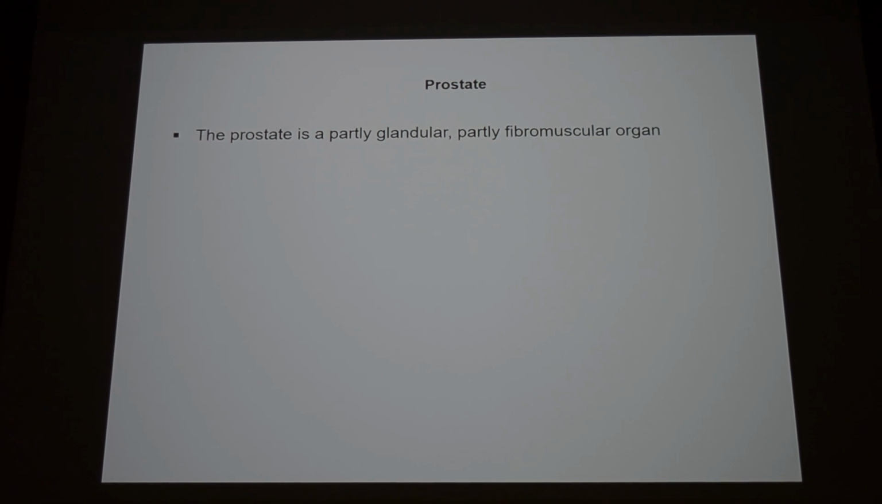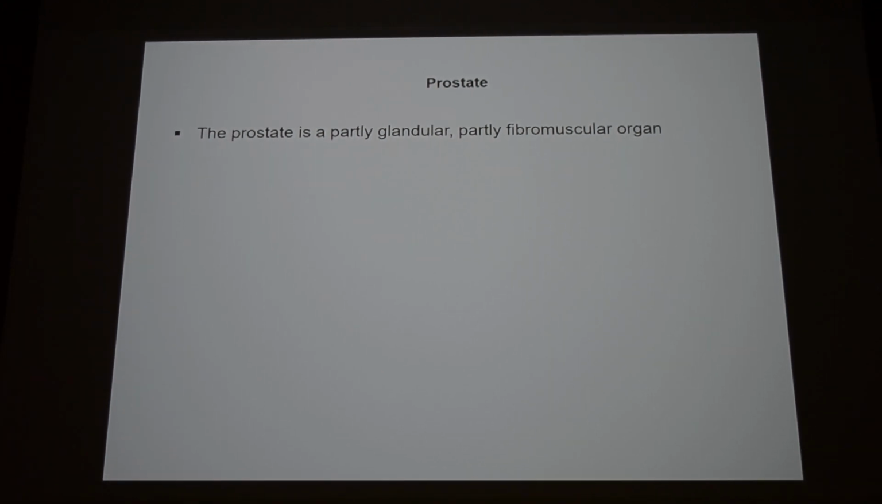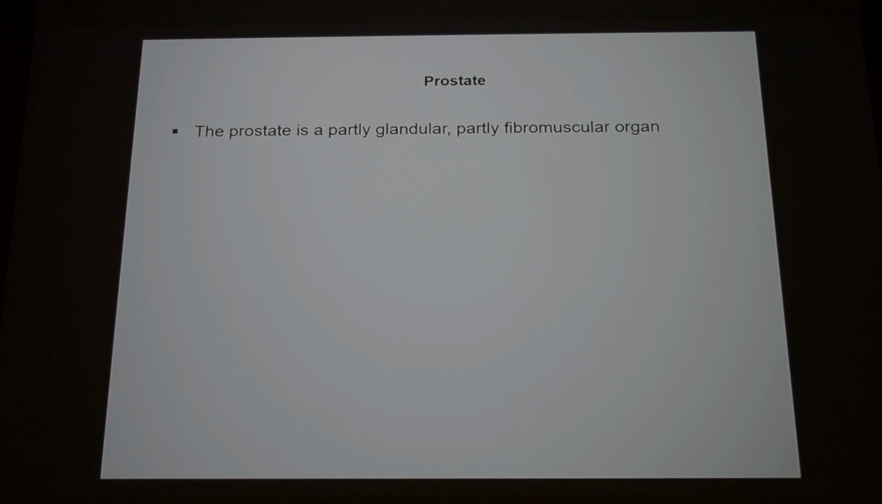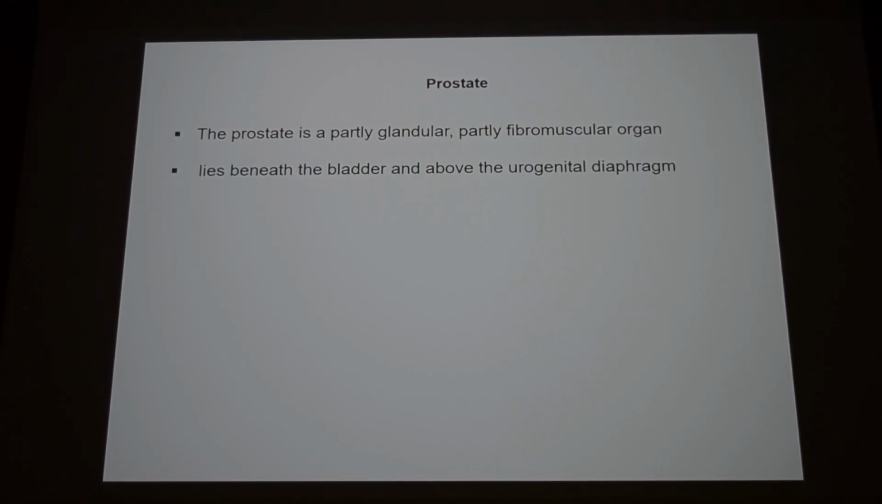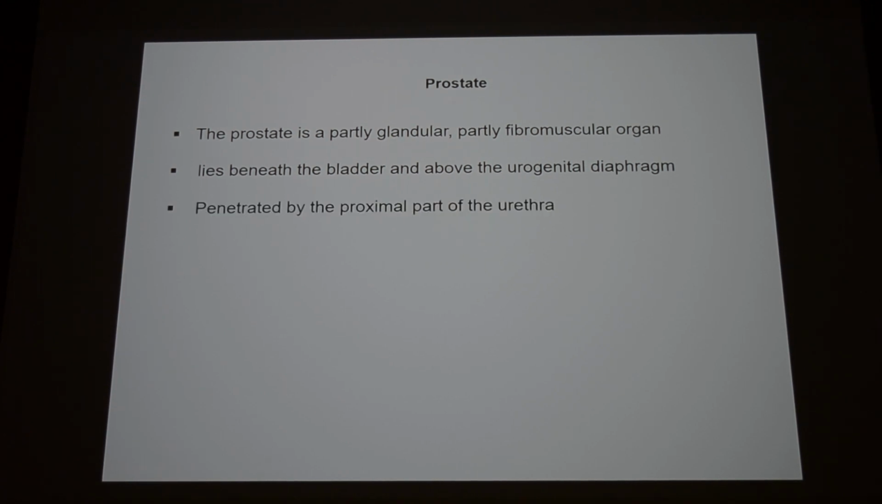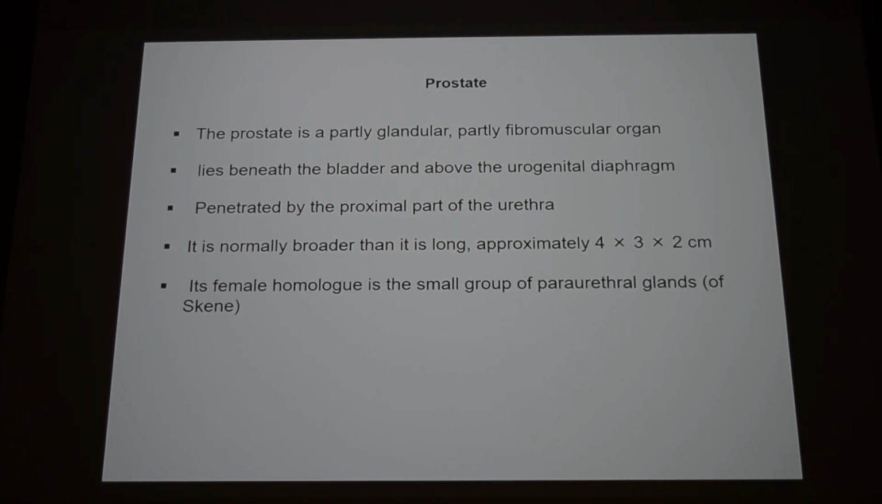So this gland has glands, muscles, and fibers. It is made up of these. It is present under the urinary bladder. This gland is penetrated by the urethra, the proximal part of the urethra, the beginning of the urethra. It's normally like a walnut, not without shell, with the shell. Its length is less than its breadth, so it's more broad. This is exactly its dimensions.